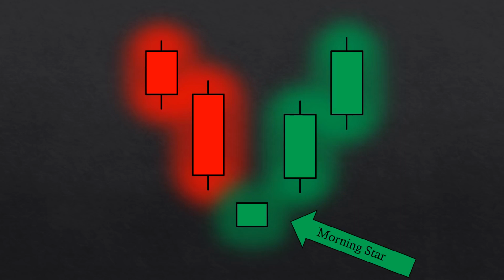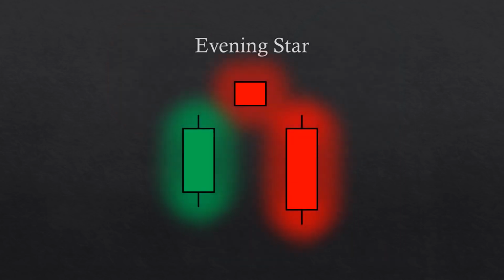The next pattern is called the evening star, which is the mirror image of the morning star pattern. In other words, it's a bearish reversal pattern. The first candlestick is bullish, the second candle in the pattern opens with a gap up and forms a small bearish candle, and the third candle is a larger bearish candle that opens with a gap down.